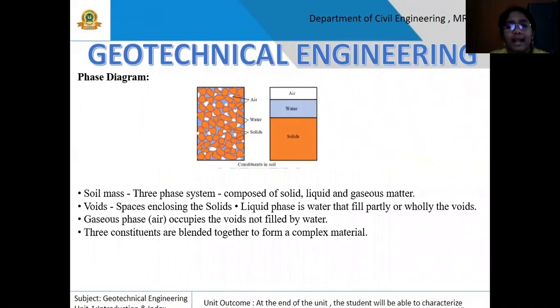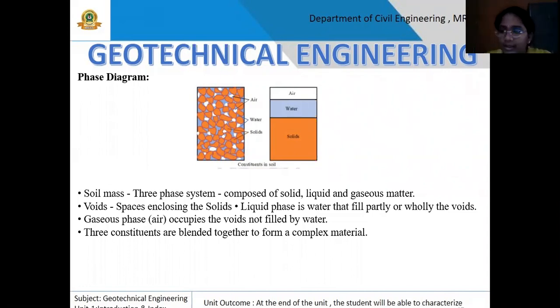plays an important role, and the formulas from this phase diagram also are very important, and you have to have them on your fingertips. That means you must be that quick that you have to tell the formula immediately. So coming to the soil phase diagram, any soil sample will be having three parts. I mean three ingredients in it. One is soil solids, other one is water, and other one is air.